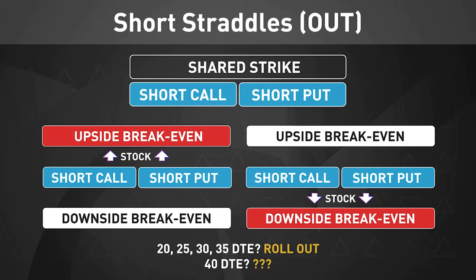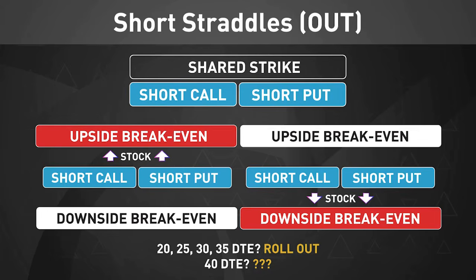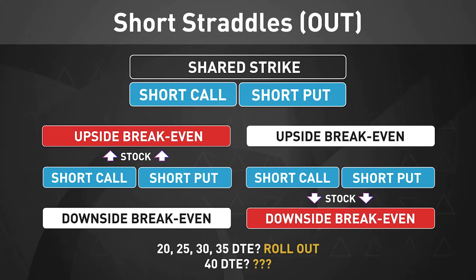All right, great. But how do you know when to roll out? Well, here you'll want to use your break-even points rather than the strikes themselves. If either break-even point gets hit, that's when I would look to roll out, especially if there's 20, 25, 30, 35 days to go in the trade.